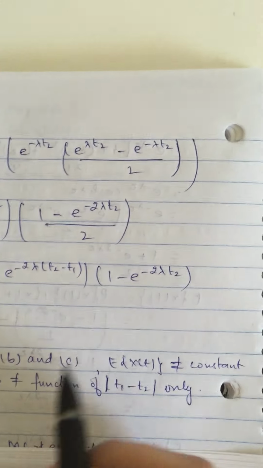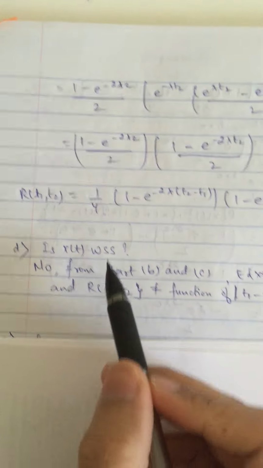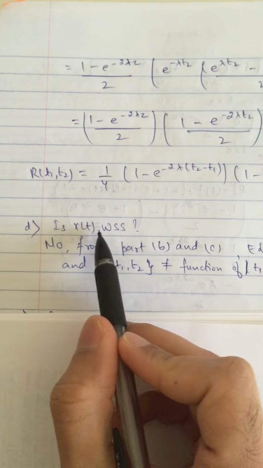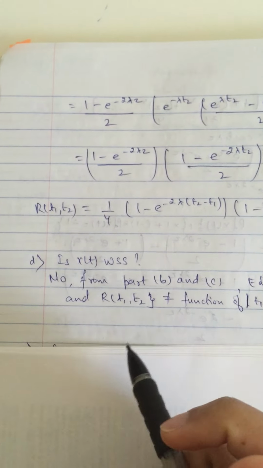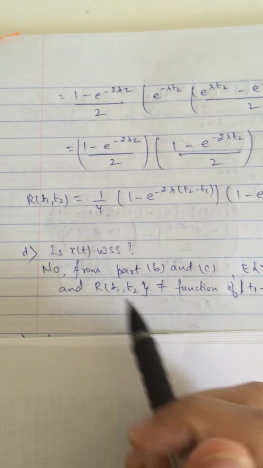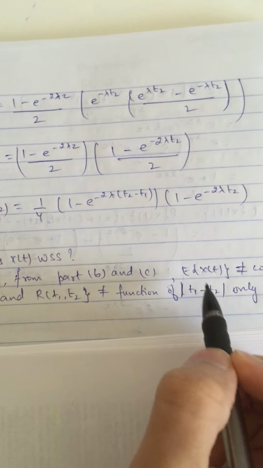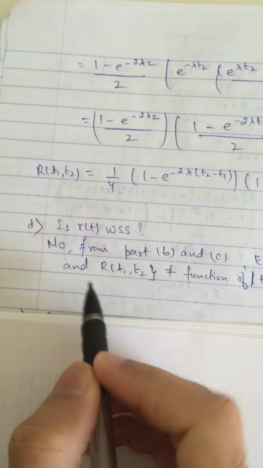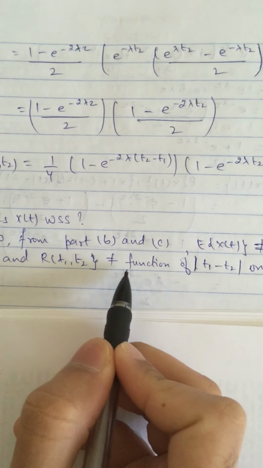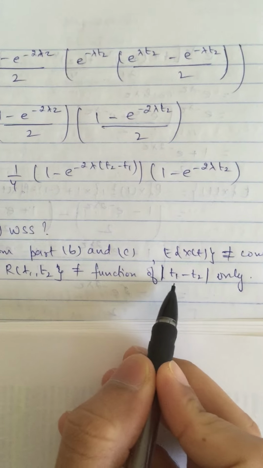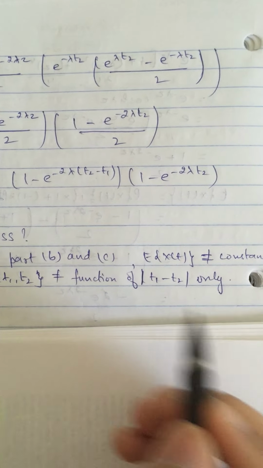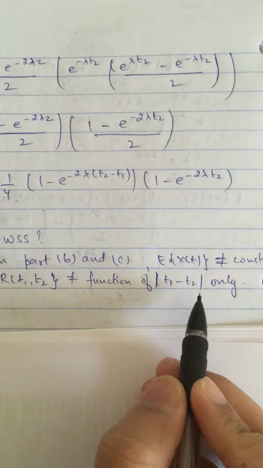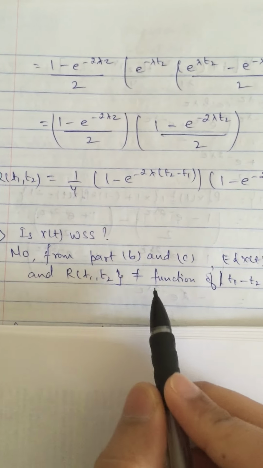minus 2 lambda t2. Now in the last part we have been asked whether xt is WSS or not. Now we can clearly see from parts B and C that expected value of xt is not a constant, and also the autocorrelation function is not solely a function of t1 minus t2 or t2 minus t1. So we can clearly say that it is not WSS.